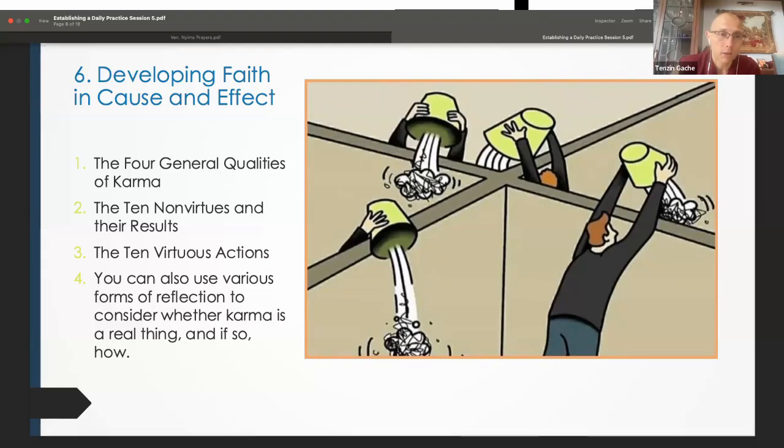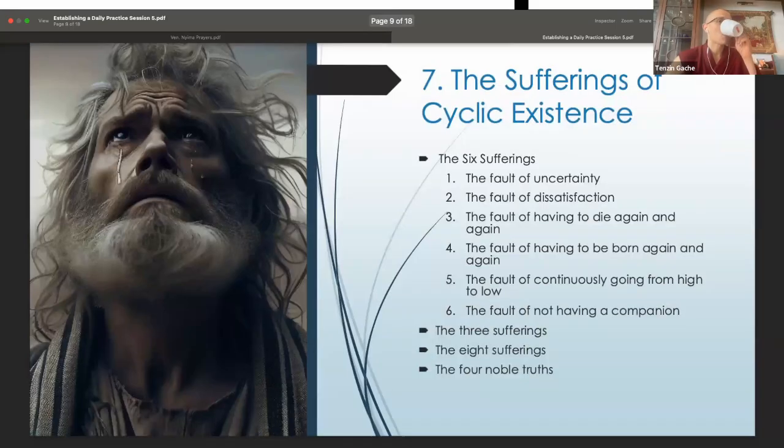And then it says you can also use various forms of reflection to consider whether karma is a real thing and how. That's sort of what I talked about to begin with. Okay, so we can go on to the next slide here. Now we have the sufferings of cyclic existence. This is moving on to the medium scope. Before, we were talking about the smaller scope. Now we're thinking more broadly.